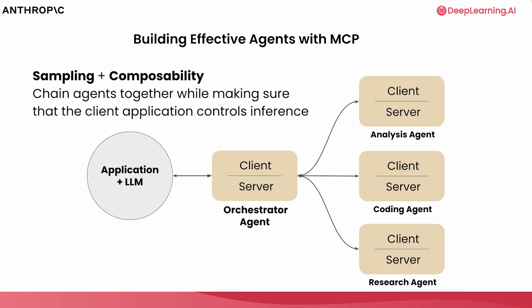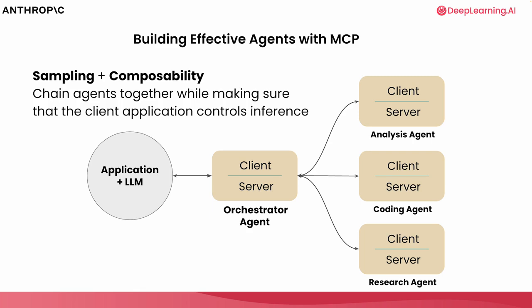What this allows us to do is to start creating an architecture where we can take advantage of the ability for clients to communicate with servers, but also for servers to request the data that they need through sampling back to a client. What we've set up here is the idea of a multi-agent architecture, where the application and the large language model communicate with an agent. This agent happens to be an MCP client and a server, and it can serve data back to the application, but it can also connect to other clients and servers through the Model Context Protocol.